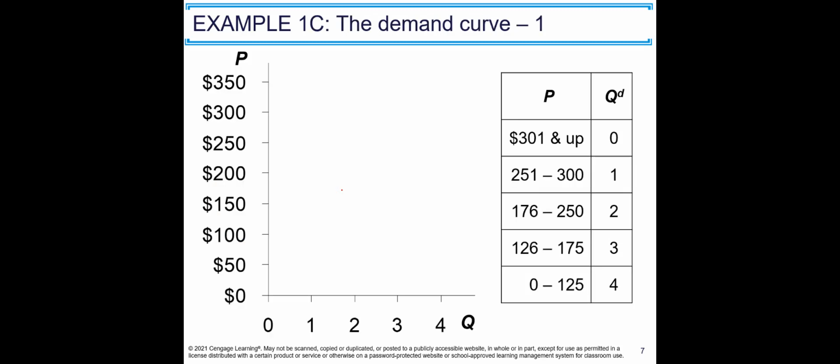Now let's derive the demand curve based on this demand schedule. If the price is $301 and up, nobody buys. Therefore, the demand curve is at 0. And now if the price is between $251 and $300, then Fatima is going to buy. That's why the quantity demanded now shows 1. And if the price is between $176 and $250, then 2 of the roommates are going to buy. Therefore, the quantity demanded is 2. And then continue like that. You will draw the remaining part of the demand curve.